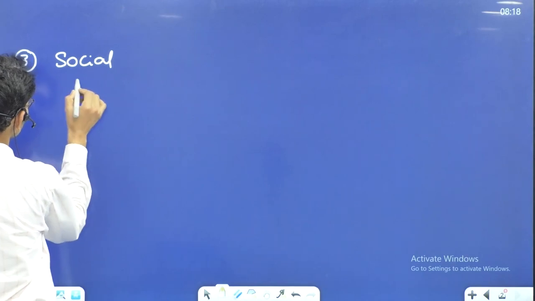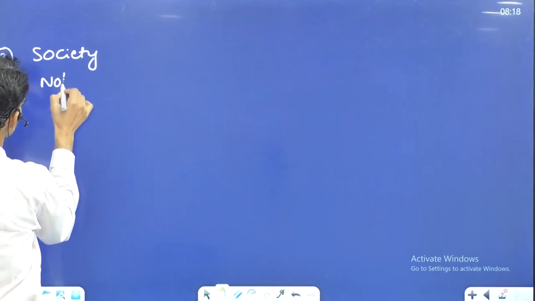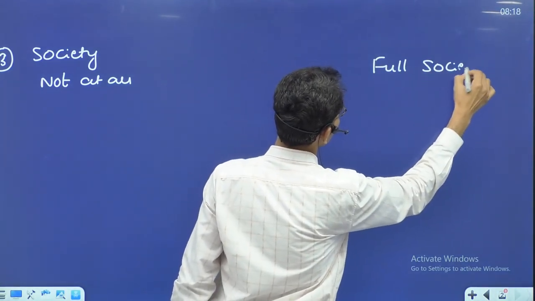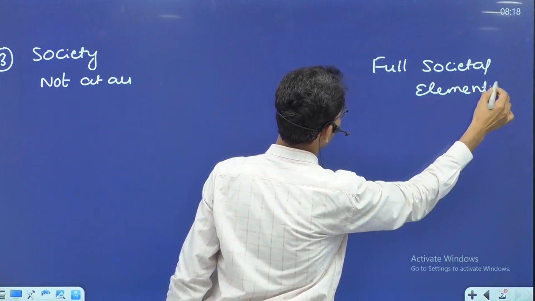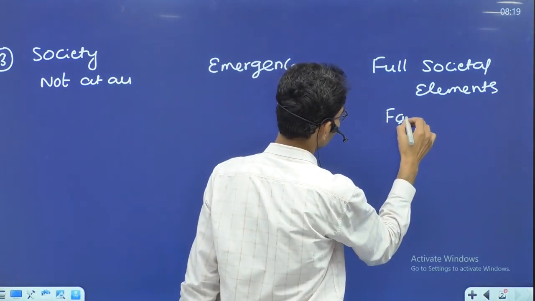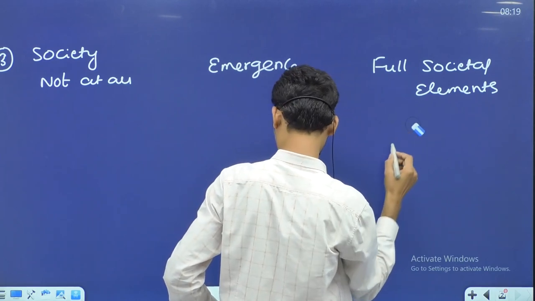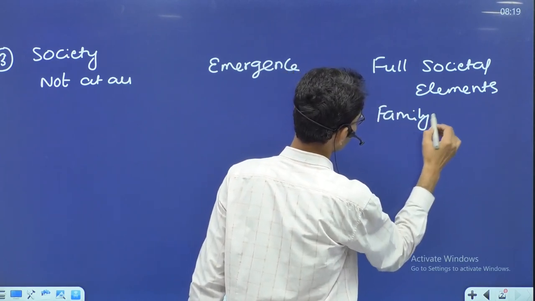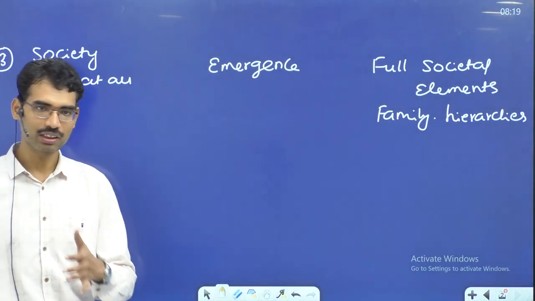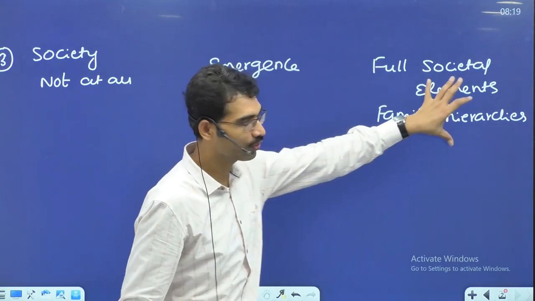Social institutions. Society, not at all, full societal elements, now this is emergence. It's like family system properly evolving, social hierarchies. These are the division of labor. All these aspects fully evolved in the historic period.